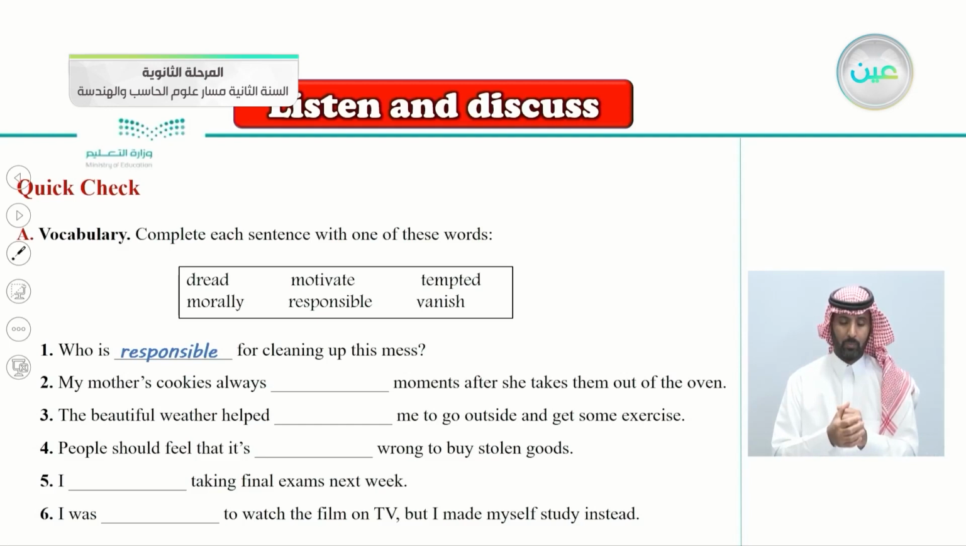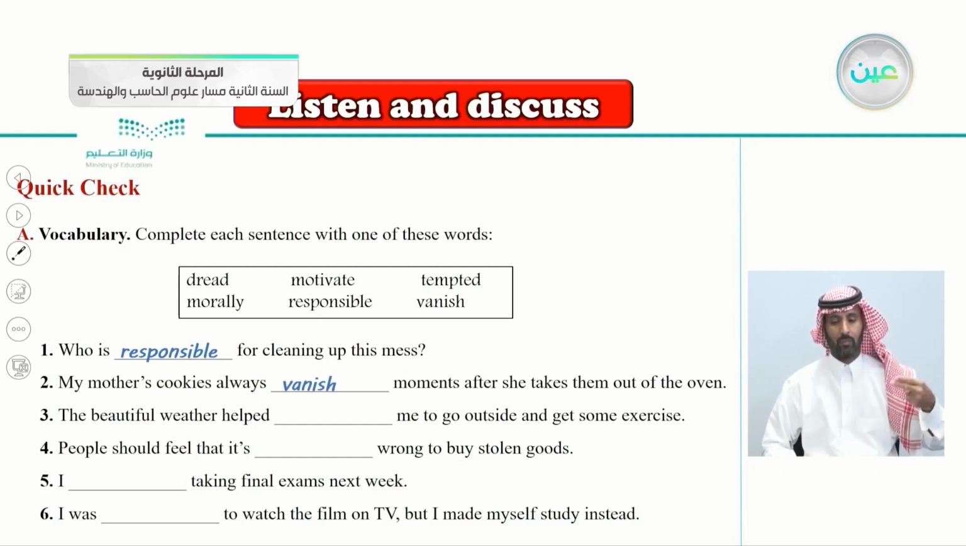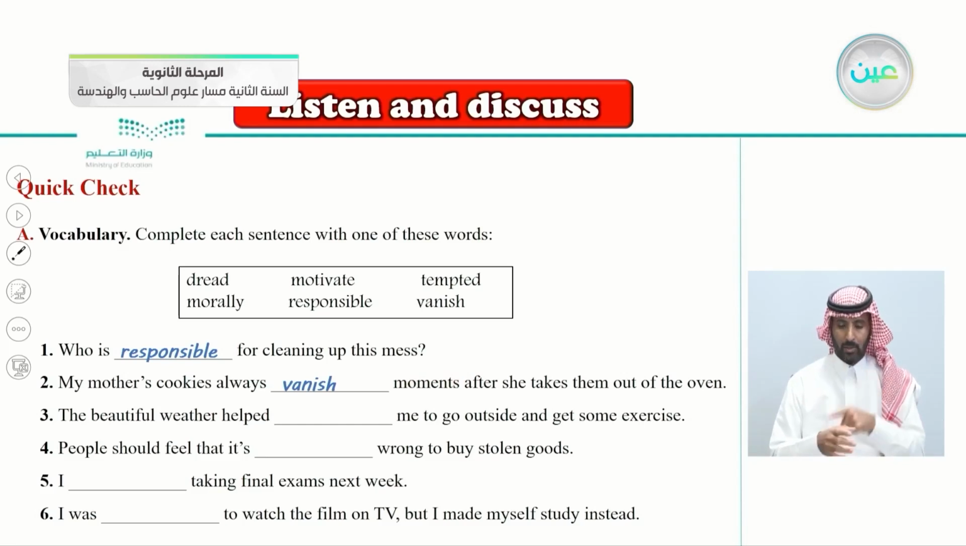They are very delicious. So, do they stay or do people eat them? So, my mother's cookies always vanish. Vanish means that people come and eat them. They don't vanish in the literal meaning. No, vanish means people come and eat the cookies moments after she takes them out of the oven.